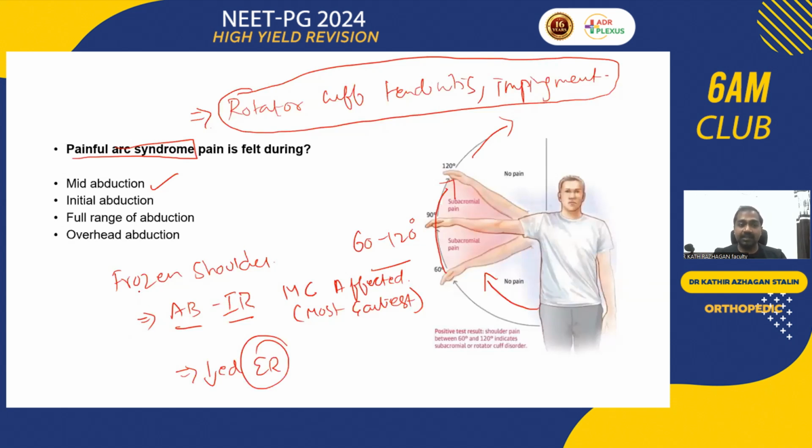Okay, but according to Campbell, the earliest movements to be affected in frozen shoulder are abduction and internal rotation. Clear? Since they have asked the painful arc syndrome, the next topic around this region is frozen shoulder. And shoulder dislocations are like a topic that is literally buried. So many times it has been asked. If you are not reading shoulder dislocation, you are making a grave mistake.